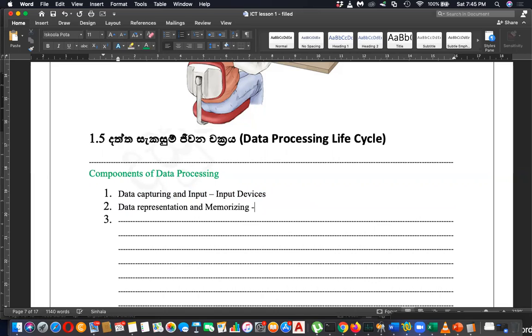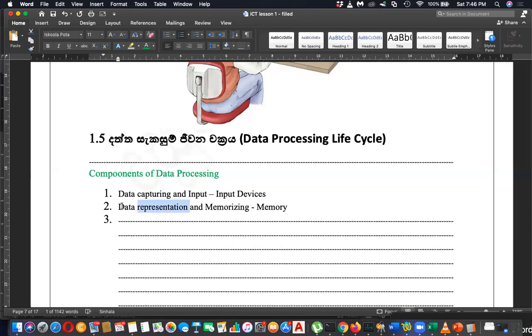Memorizing, so this is basically memory. Data representation. Representation means, when you capture data, for an example, think that you want to prepare a fried rice. What do you do? You have to capture the ingredients. For fried rice you take the rice, then the vegetables.